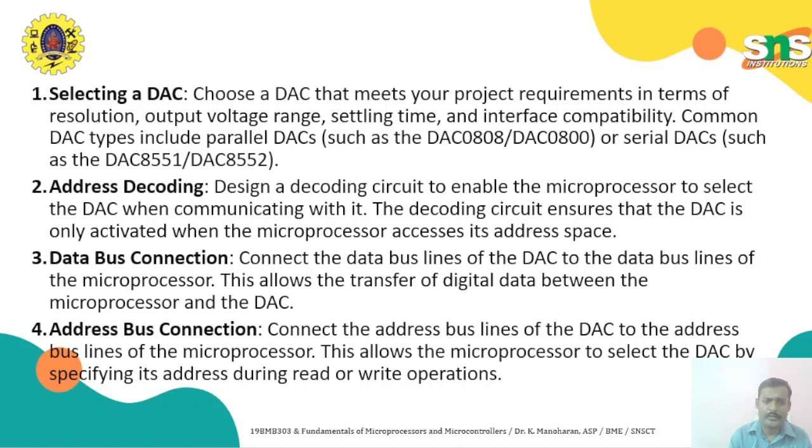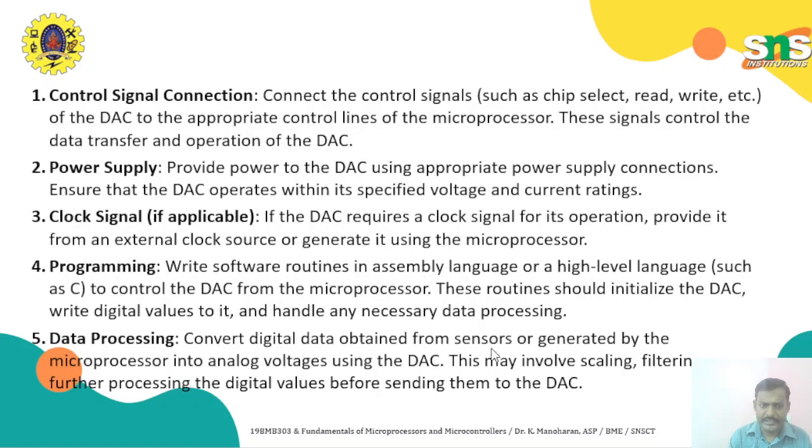Second one, address decoding. Address decoding is the most important one that decides which address is to be used, because each IO device will be separated by particular addresses. Next is the data bus connection. The bidirectional data bus will be connected to the internal bus of the microprocessor to communicate the data. Address bus connection connects the address bus from the microprocessor to the DAC unit. A0, A1 will be directly connected and the remaining will be connected through some logic. Depending upon the logic, the address will vary.